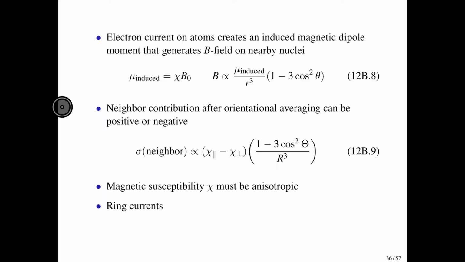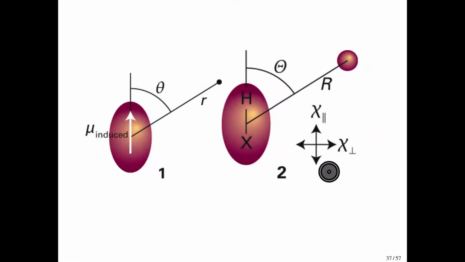You have to take into account the different orientations of the molecule relative to the external magnetic field. And in order for this neighbor contribution to survive, it turns out that the magnetic susceptibility must be so-called anisotropic. This is very similar to what we discussed when we looked at microwave Raman spectroscopy. But in any case here, there's a parallel magnetic susceptibility and a perpendicular magnetic susceptibility.